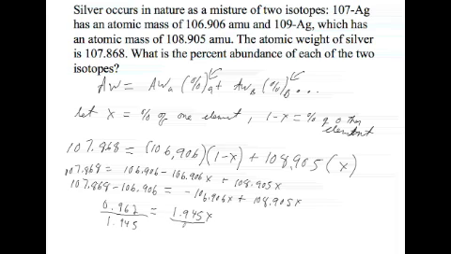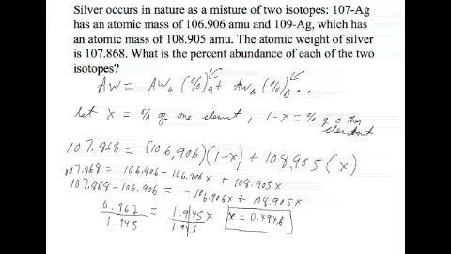X is going to be equal to 0.962 divided by 1.945, dividing both sides. So we have x equal to 0.4946. So if x is equal to 0.4946, our other thing is to find out what 1 minus x would be.